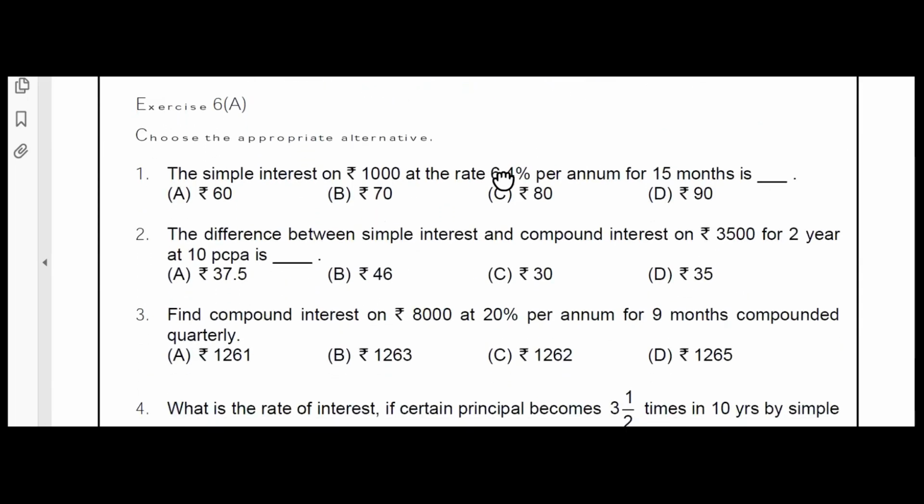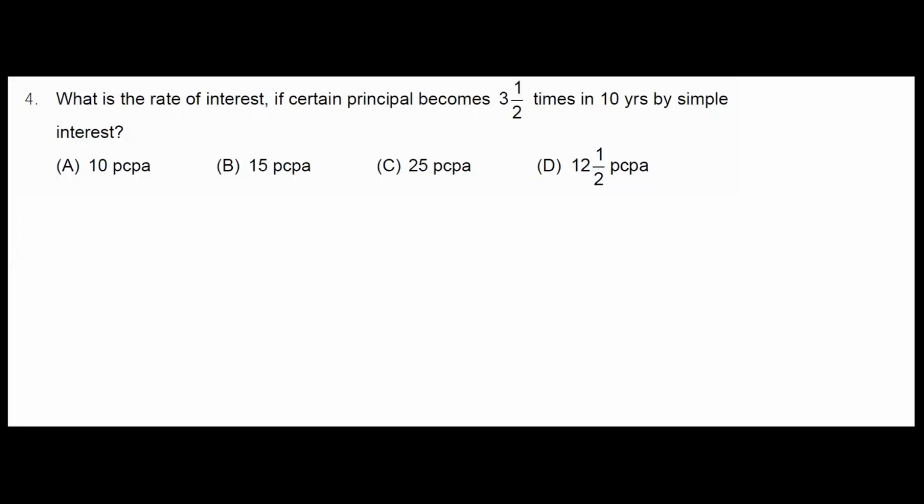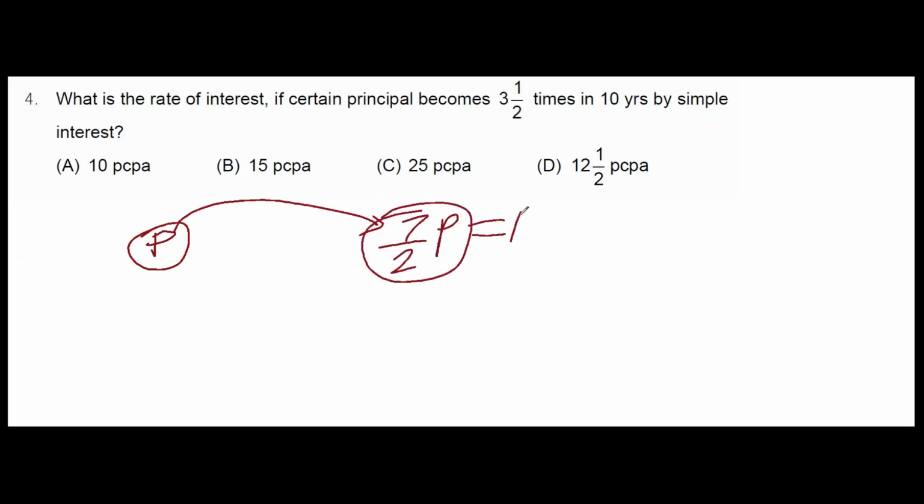Now let's start exercise 6a. Let's start question number 4. First, second and third were easy and you have taken them as homework. So what is the rate of interest if a certain principal becomes 3.5 times in 10 years? Means you have a certain principal P. This principal P is becoming 3.5 times. It means 7 by 2 times of P. So this is my amount, in 10 years.